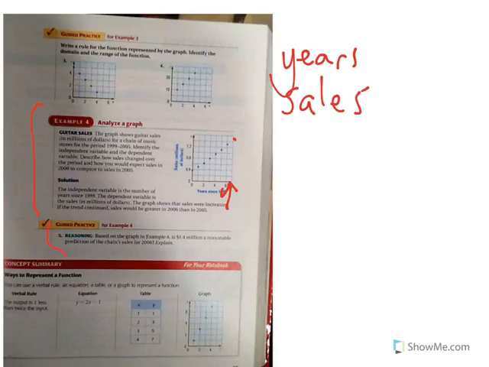So now it says here, based on the graph and example 4, is 1.4 million a reasonable prediction of the chain sales in 2006? Explain. Well, it's pretty close. I would say it's a pretty good estimate. Not exact, but pretty close.